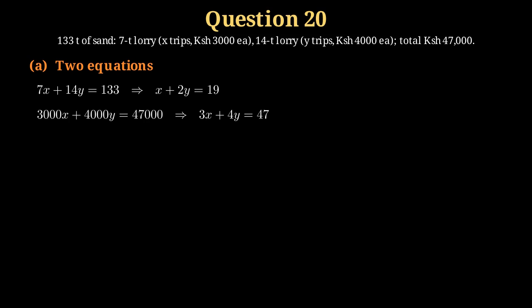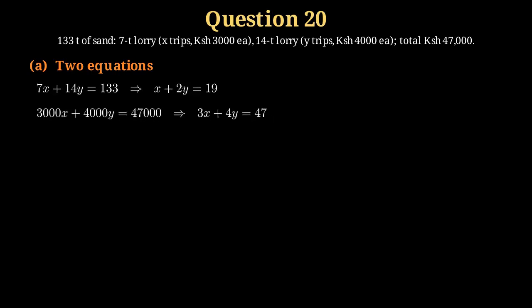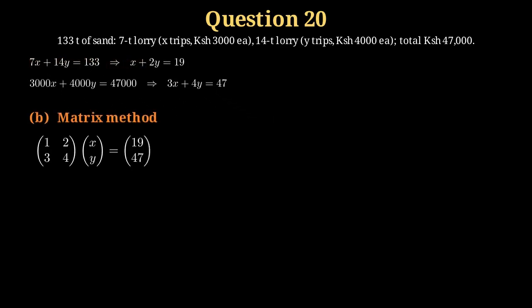The total cost, 3,000X plus 4,000Y equals 47,000. Dividing by 1,000, 3x plus 4y equals 47. Part B, by matrix method.